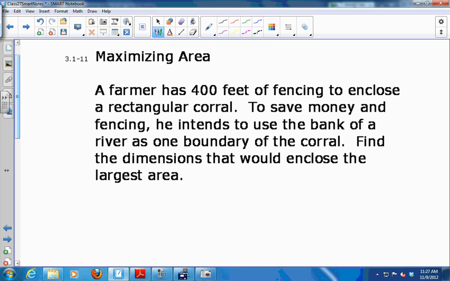Okay, so we're going to talk a little bit about area, because when we first learned about quadratics and quadratic equations, area was one of the times where you often see a quadratic equation pop up. So we have a farmer that has 400 feet of fencing to enclose a rectangular corral. To save money and fencing, he wants to use the bank of a river as one boundary of the corral because his cows or whatever can't cross the river. So what dimensions would enclose the largest area?